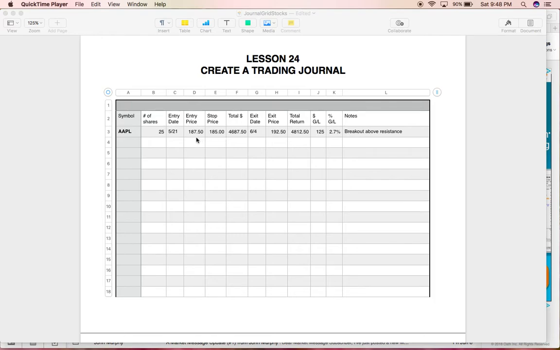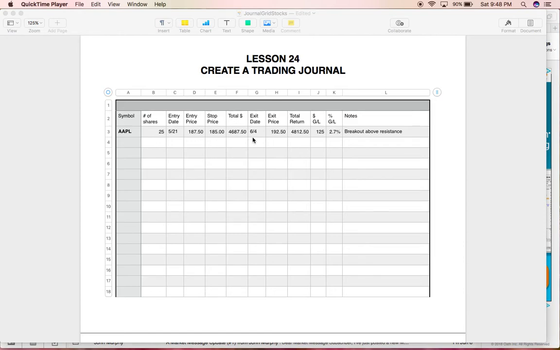And so in this case, you're risking $2.50. You're going to get in at 187.50. You're going to get out at 185. You're risking $2.50, and so you're not risking a whole lot of money on this trade. If you buy 25 shares at 187.50, your total investment in this case would be $4,687.50. And so that will be the first part of your entry as you get into the trade.